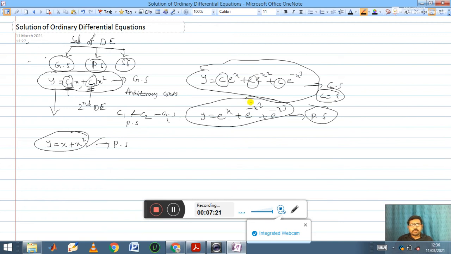Elimination of arbitrary constants leads to the differential equations. Finding c1 and c2, whatever the arbitrary constants, gives the general solution. If you replace the constant values, then it leads to a particular solution. Then we have one last, the singular solution. A singular solution is completely different from the general solution as well as the particular solution.